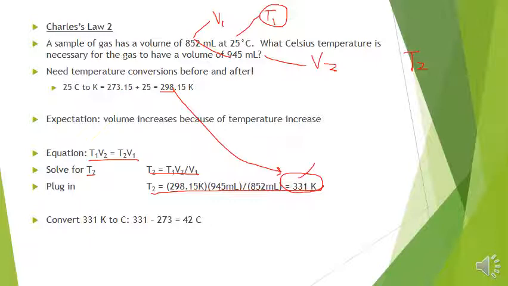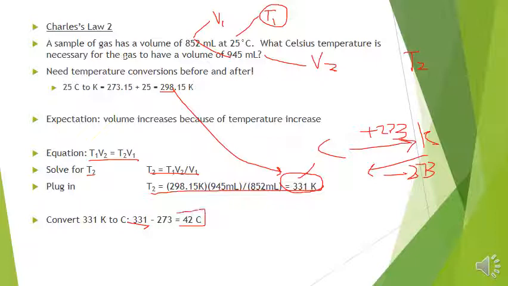Now to go the other way, going from Celsius to Kelvin, you added 273. But going the other way, you subtract 273. So subtract 273 from 331, and you get 42 degrees Celsius. Okay, pay attention to what I just did up there. Go over it and make sure it makes sense.